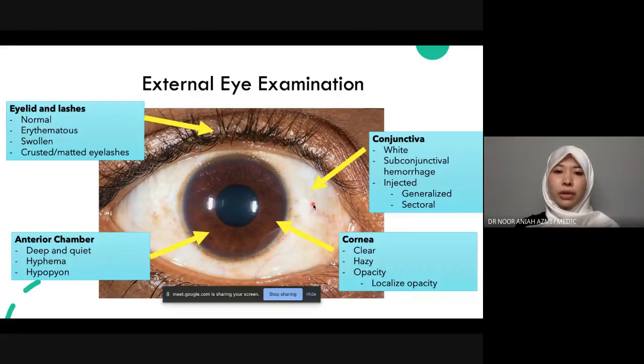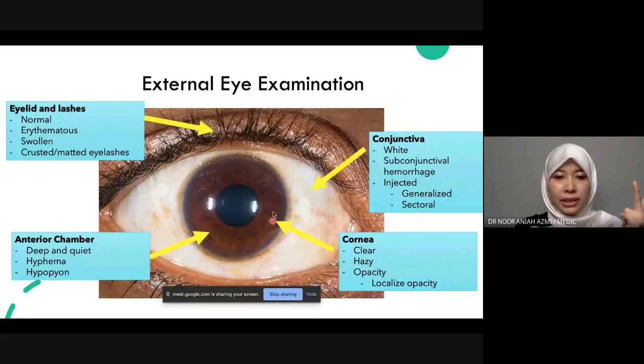I'm sure you remember it from your anatomy just now. So when we look at the conjunctiva, you need to describe whether it is white, like this one is a white conjunctiva. And then whether there are any lesions on the conjunctiva, which I will show in the subsequent pictures. And then remember the eyelid and the eyelashes, and then you comment on the conjunctiva, and then you look at the cornea. How is the cornea? Is it clear? Like this one is clear.